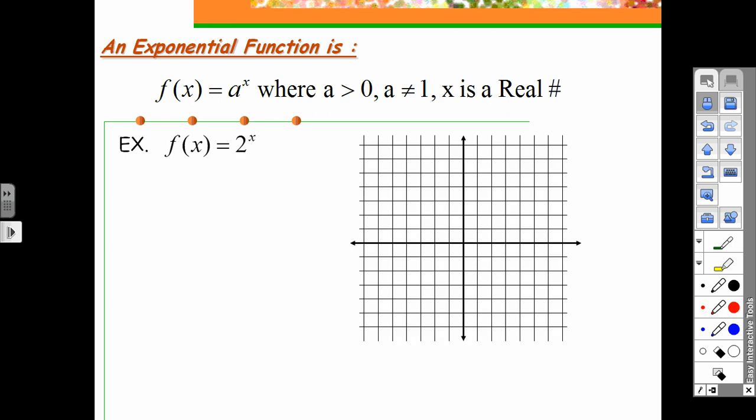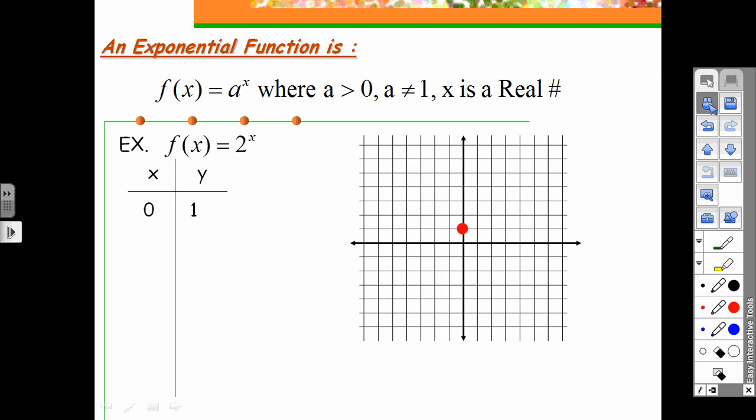So let's start with the most basic graph that we can come up with, which would be 2 raised to the x power. For right now, you have no idea what this is supposed to look like, so let's just make an x and y table. Let's plug in 0 for x, and when we do that, 2 raised to the 0, anything raised to the 0 is 1. So I'm going to go ahead and plot that point right here.